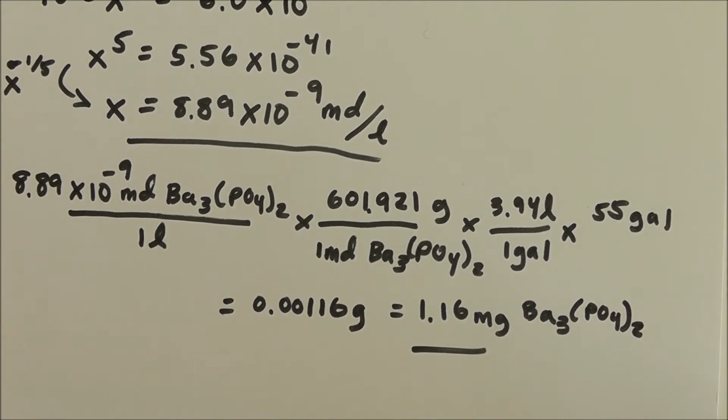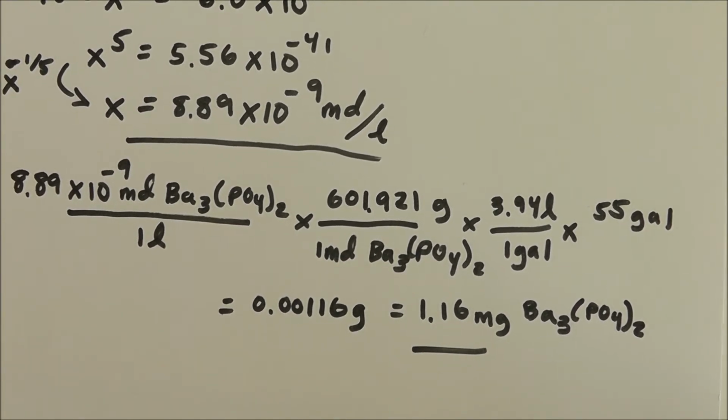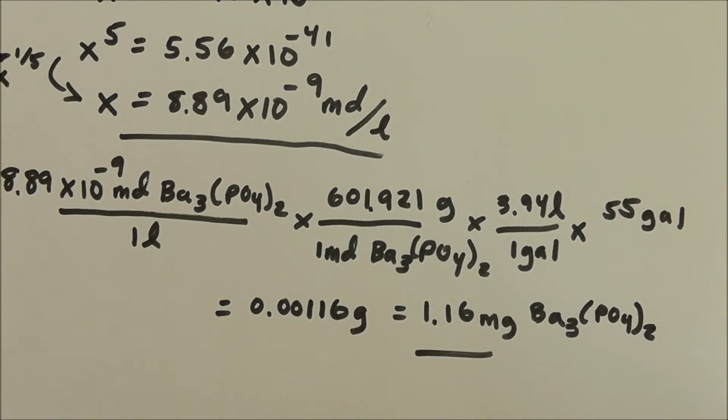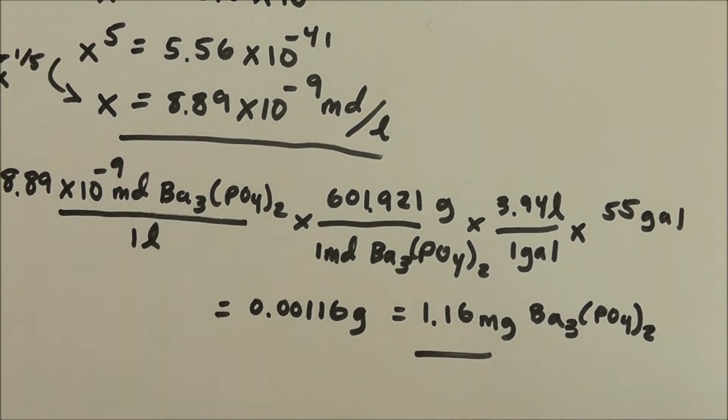It's just a little bit over a milligram. So that's a thousandth of a gram. A gram is a paper clip. So that's not really much for a big old 55-gallon drum. And that's because KSP is small. But remember, these all don't shake out the same way. KSP sets up different ways.